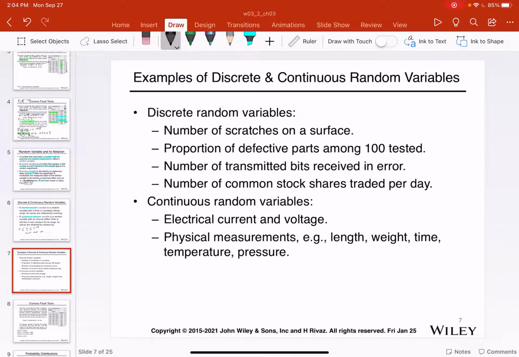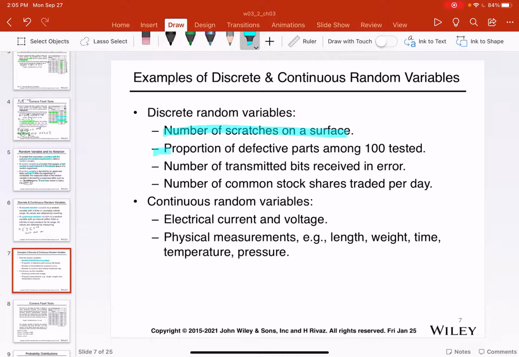Okay, so let's look at some examples. Let's say we have a surface and we are looking at the number of scratches on the surface. That's a discrete random variable because number is discrete, right? It can't be 1.5 scratches. Or let's say the number of potholes on a street. That's a discrete random variable.